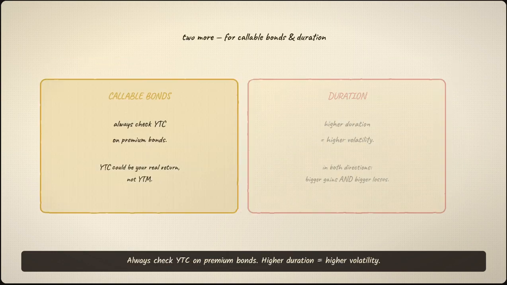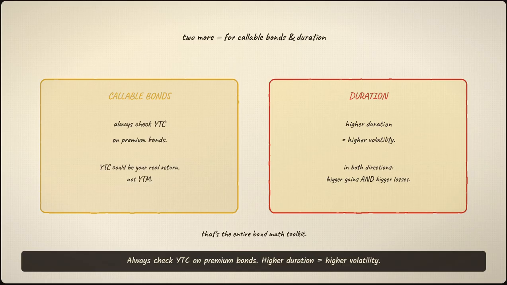Yield to call matters for callable bonds. Always check it when buying premium priced bonds. And duration tells you how sensitive your bond is to rate changes. Higher duration means higher volatility in both directions.